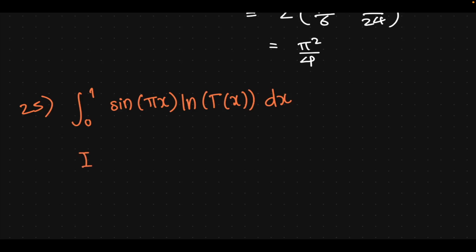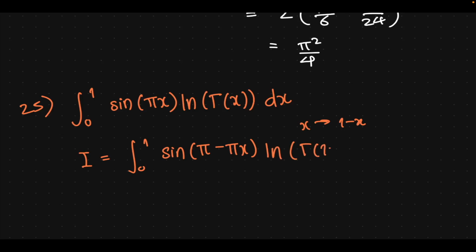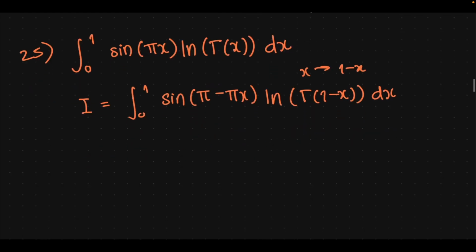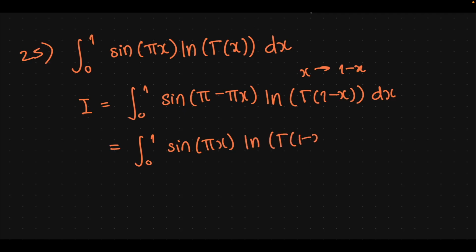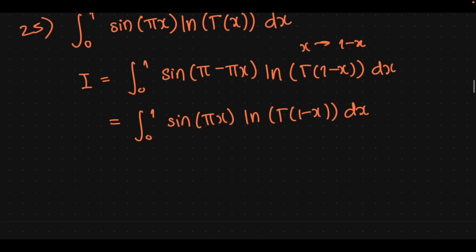So we can use the King's property again. So we have pi minus pi x. So what I've done is x goes to 1 minus x. That's the King's property. ln gamma of 1 minus x dx. And I can rewrite this using some properties of the trigonometric functions as sine pi x again. No minus sign, nothing. Ln gamma of 1 minus x. Nothing over there either. But now we add both of them together.